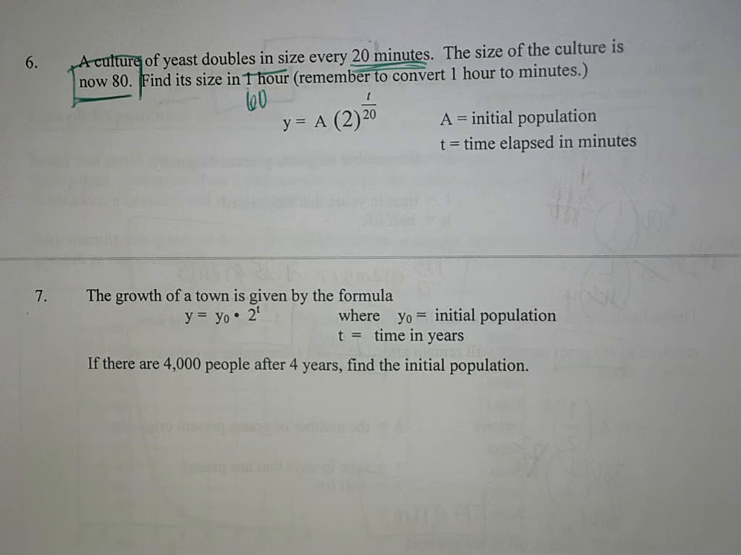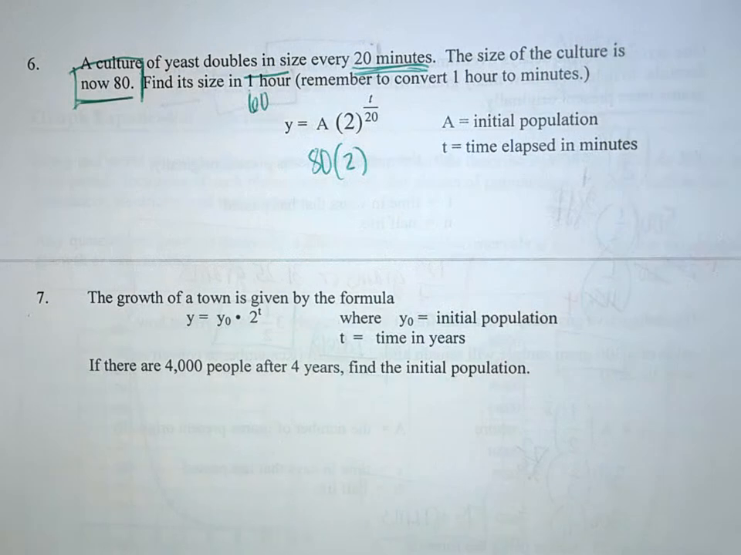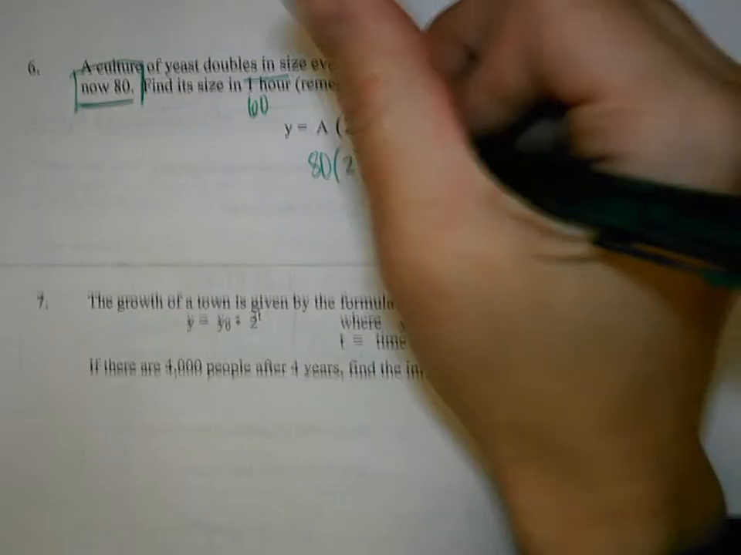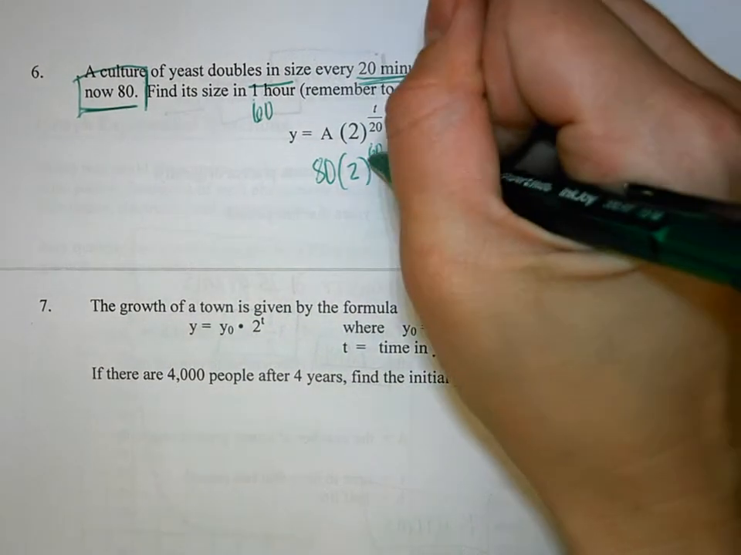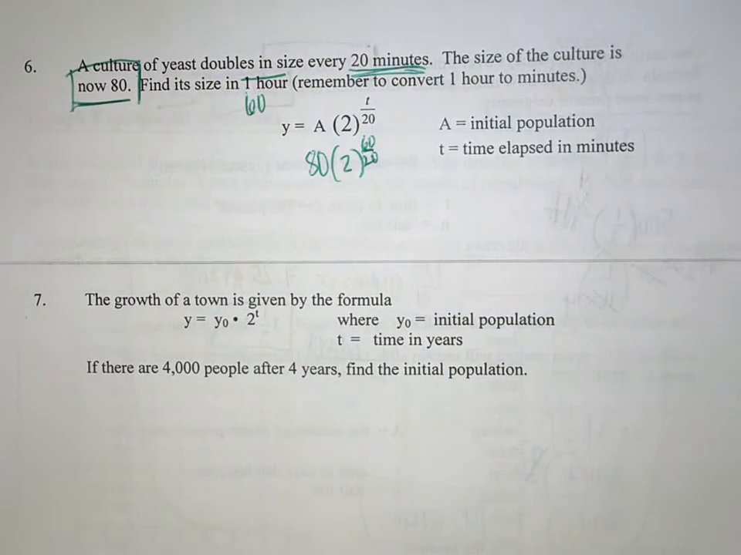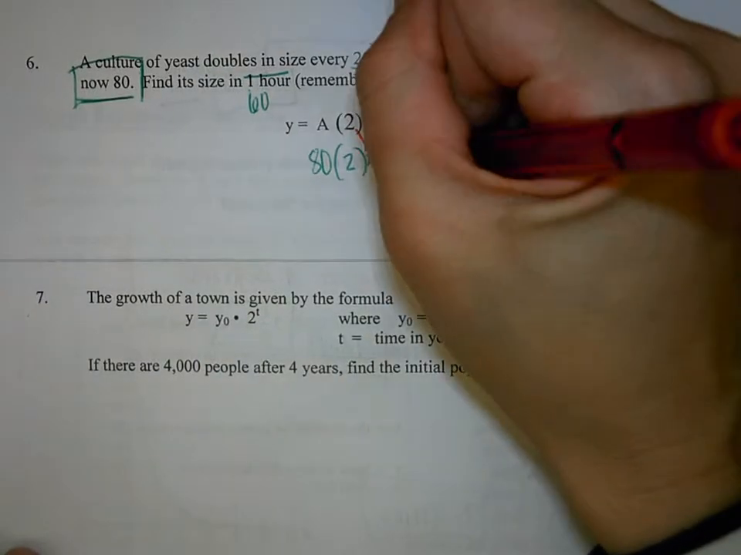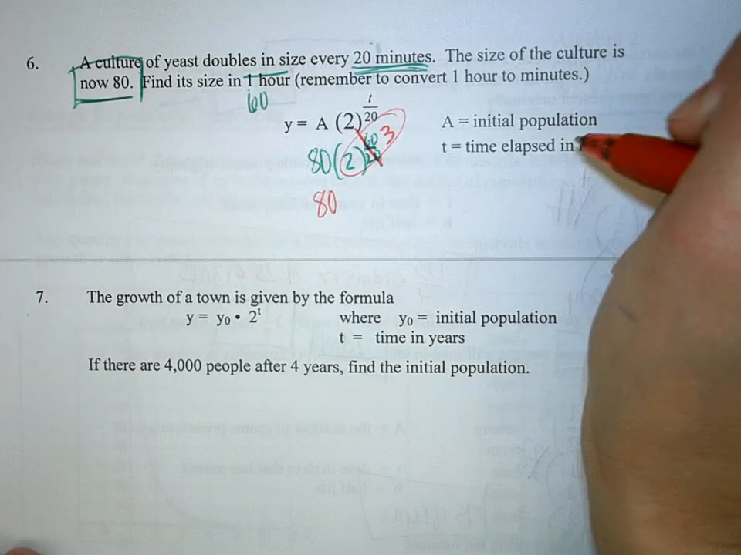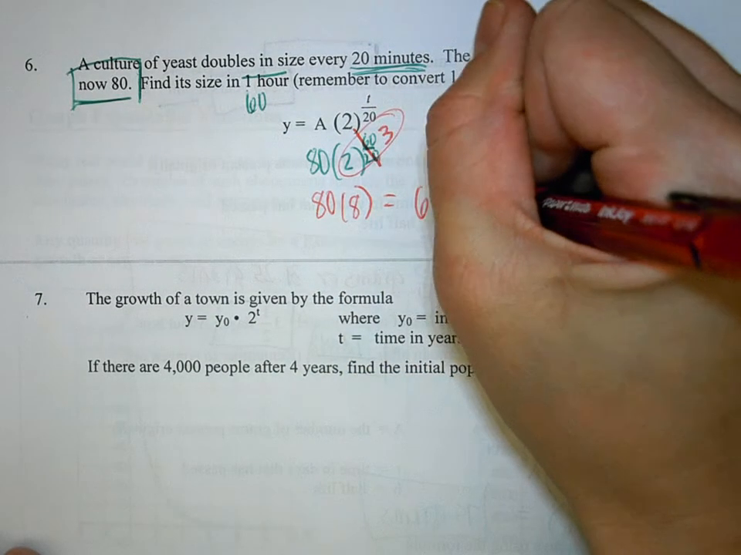Okay, so 80 times 2. Now, what's going to go in the t value? 60, and they kind of tricked you because they already put the 20 in. So be careful, because sometimes they put the information in the equation. And that reduces to what? 3. And 2 to the third power is 8, and 80 times 8 is 640 units.